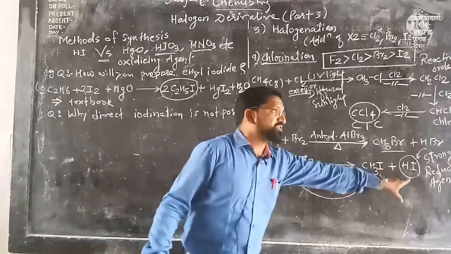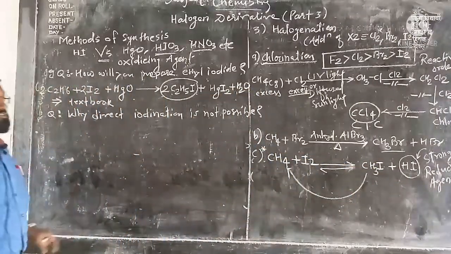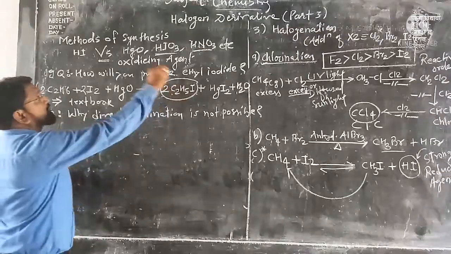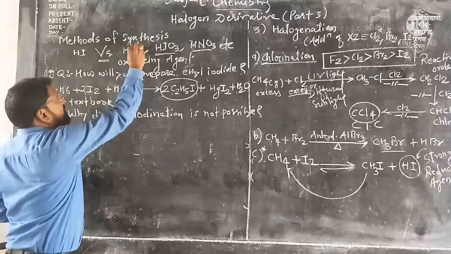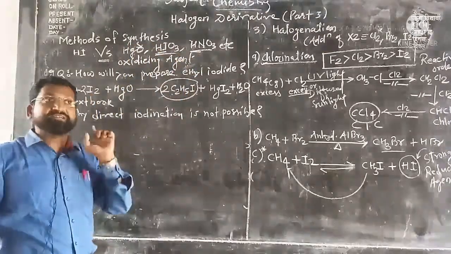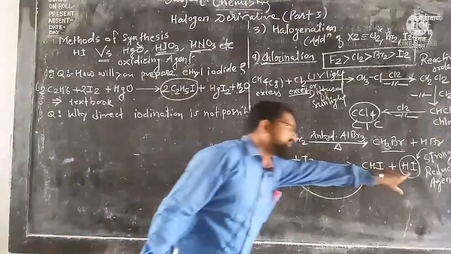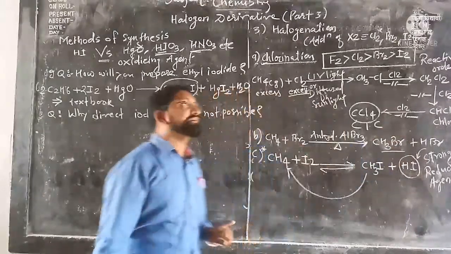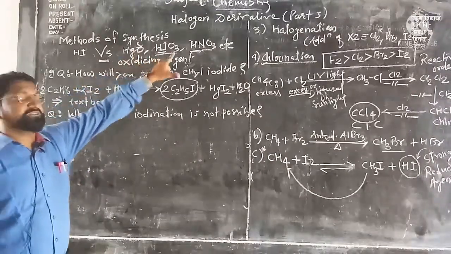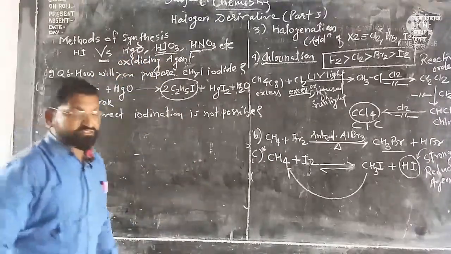So because of this HI, direct iodination is not possible. Therefore, in order to make the iodination successful, we have to use HgO, this one or this one, which are strong oxidizing agents, because this type of reducing agent can only be neutralized or minimized by such a type of oxidizing agent, isn't it?